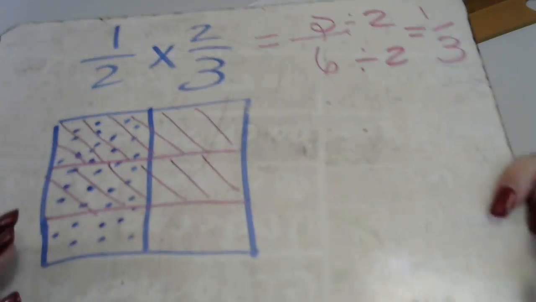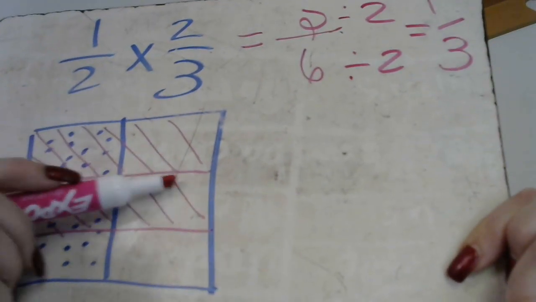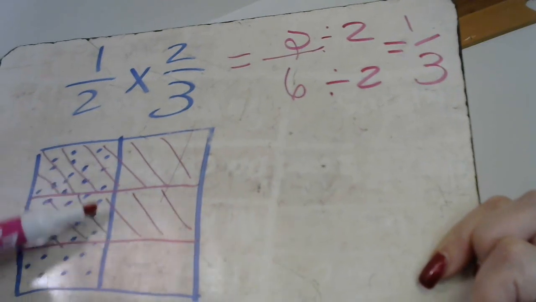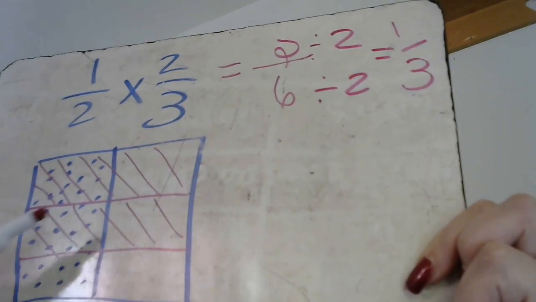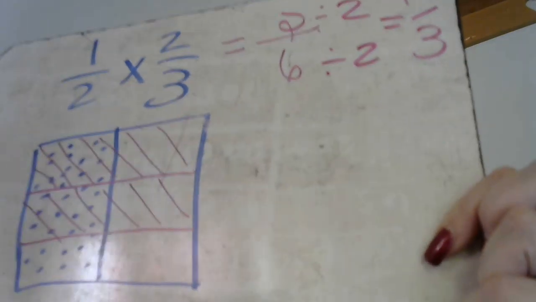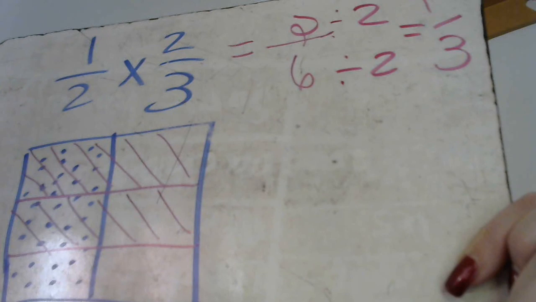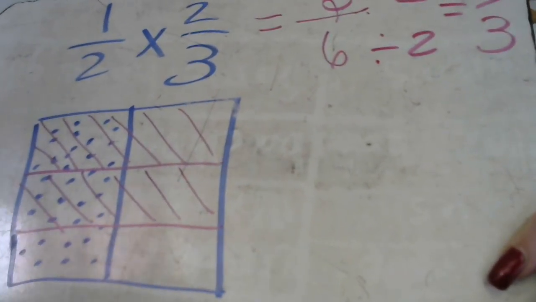The important thing to remember here, guys, is that when you're shading 1/2, it went from the top to the bottom of the box right here, okay? See the dots? Then when I shaded 2/3, I went from side to side. The common mistake is you guys will only shade part of the box. You have to remember to shade the full box. All right, I'm going to do another one for you guys.